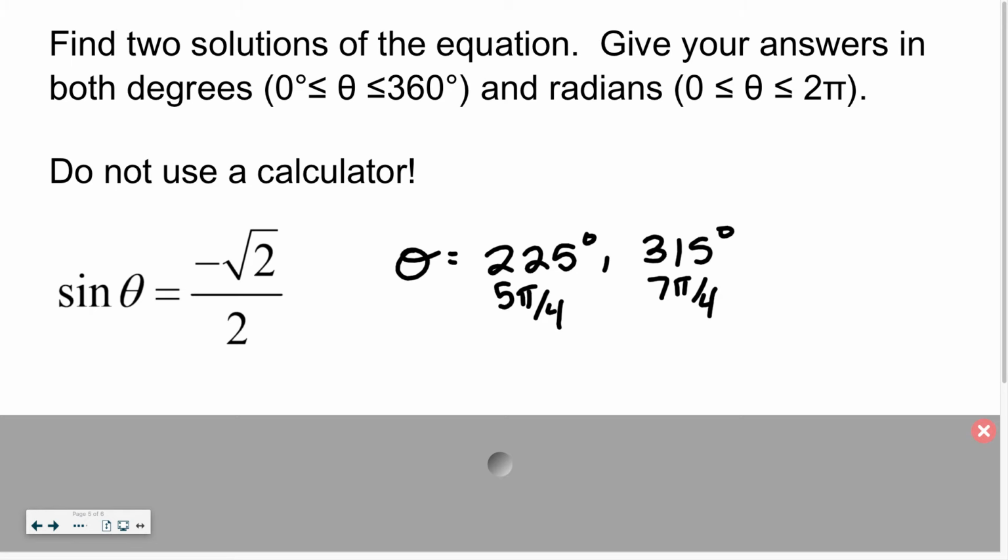Questions you want to ask me? Yes. Could you use, for one of the answers, negative 45 or negative pi over 4? Not based on the directions.